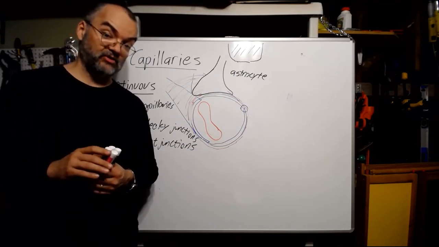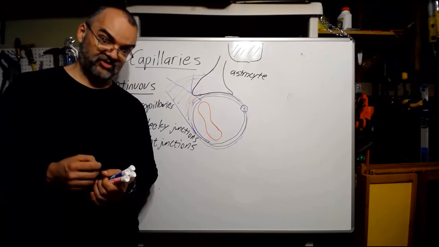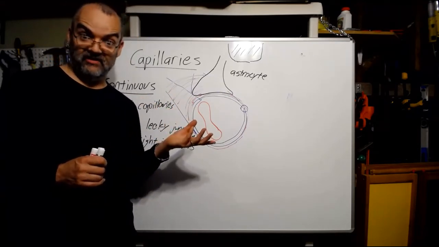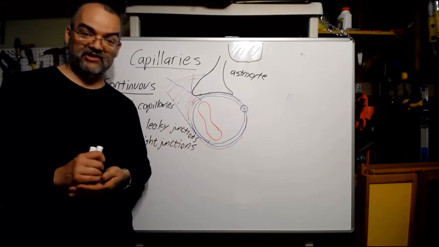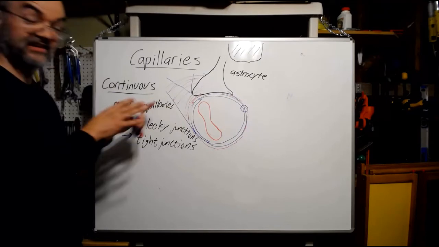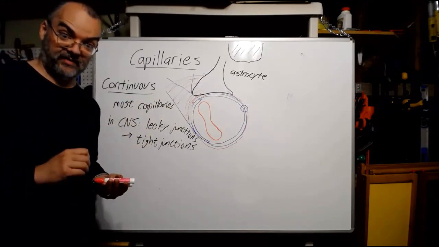That's good most of the time. It makes it harder for disease organisms and some toxins to get to brain tissue. It's bad when we want to deliver pharmaceuticals to the brain. A lot of drugs are difficult to get into brain tissue just because they don't pass through the barrier. So anyway, that's a continuous capillary, and the special case of a continuous capillary in the brain and spinal cord.